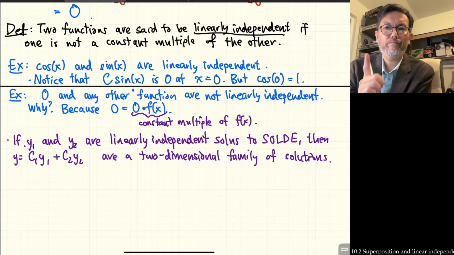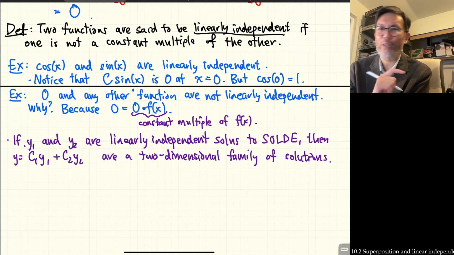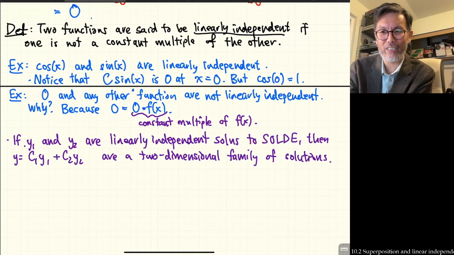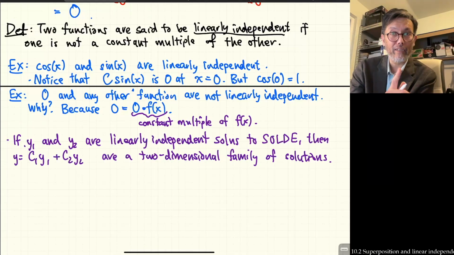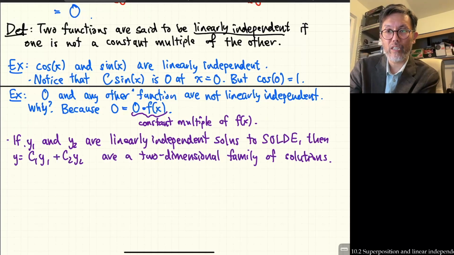You know what? I'm going to put this in the next video. Sorry, I wasted your time there for 30 seconds. My bad. Let me make this point in the next video where we'll talk about existence and uniqueness of solutions and say a little bit more about linear independence. Okay, see you in the next one.